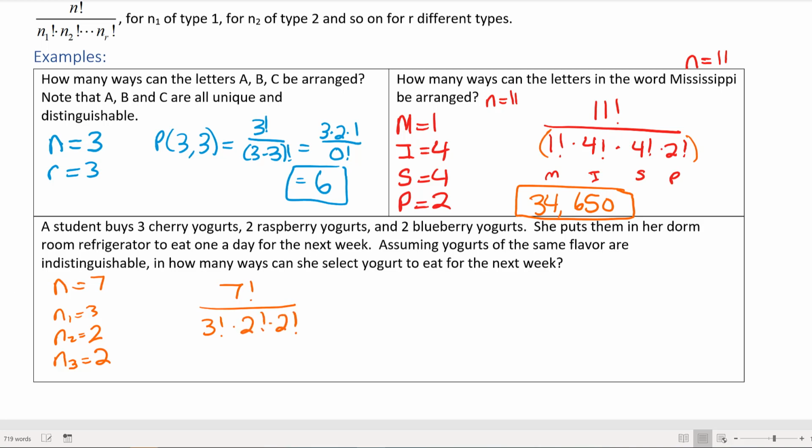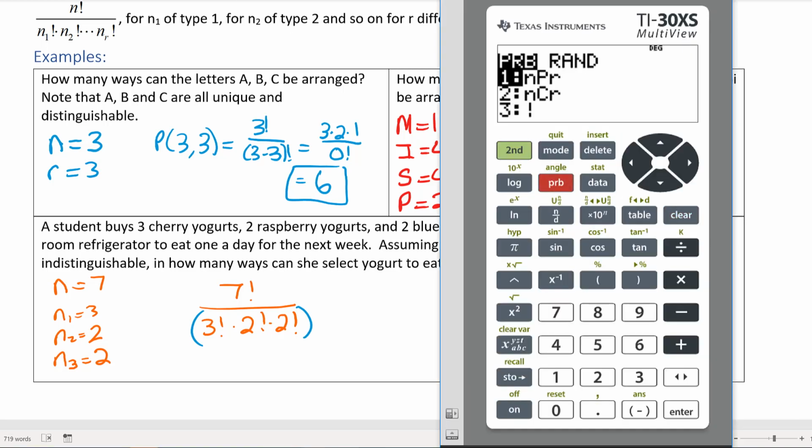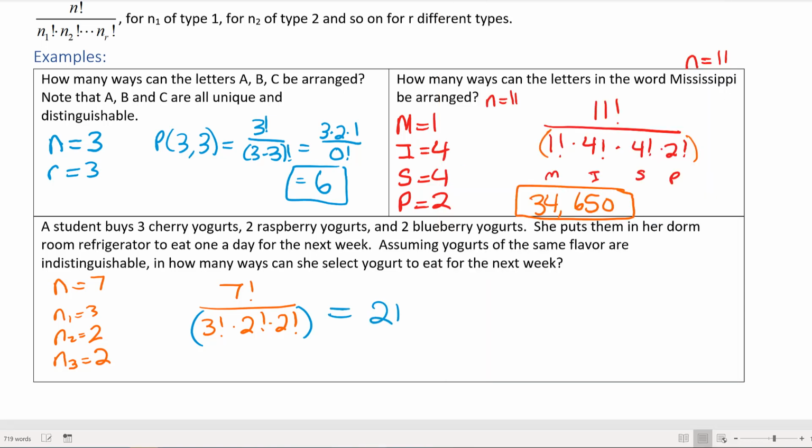I know that because there are multiple things in the denominator, I need to put parentheses around that denominator. So I type 7, use my probability menu to select the factorial button, divided by parentheses 3 factorial times 2 factorial times another 2 factorial. Now I'm going to close my parentheses, and that gets me 210. So there's 210 different ways that she could select her yogurt for each of the days of the next week.